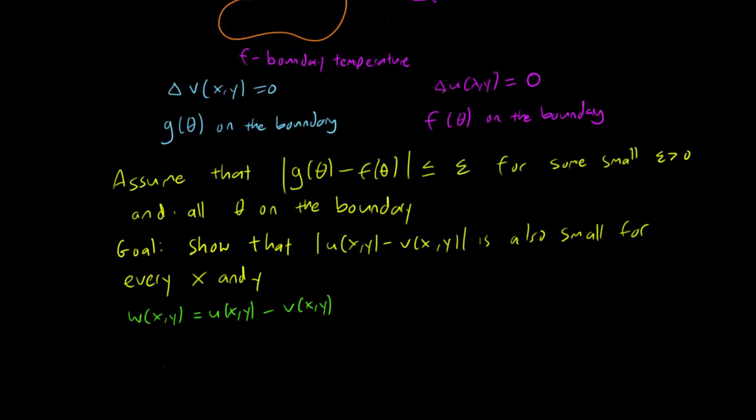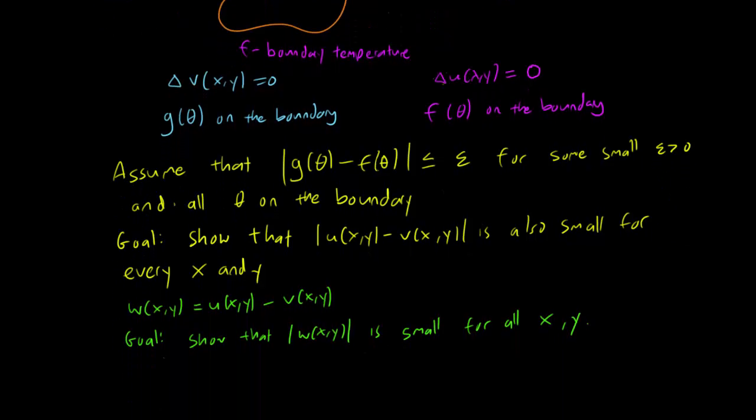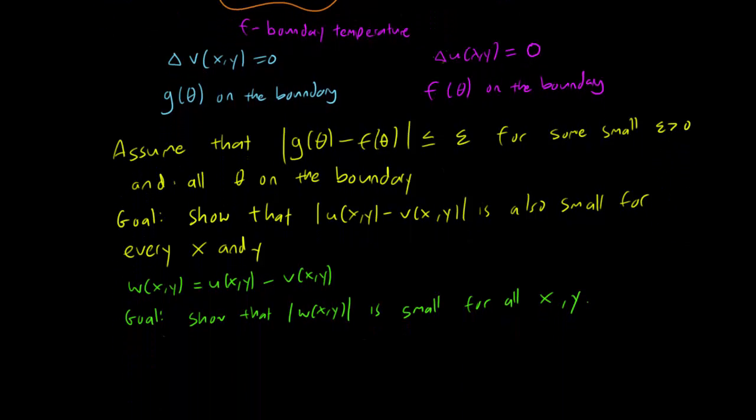And our goal can be rephrased in this way: show that the absolute value of W(x,y) is small for all x and all y in the surface. So let's think about what the boundary conditions for W are. So if the boundary condition of U is F and the boundary condition of V is G, it makes sense that the boundary condition of W is F minus G.